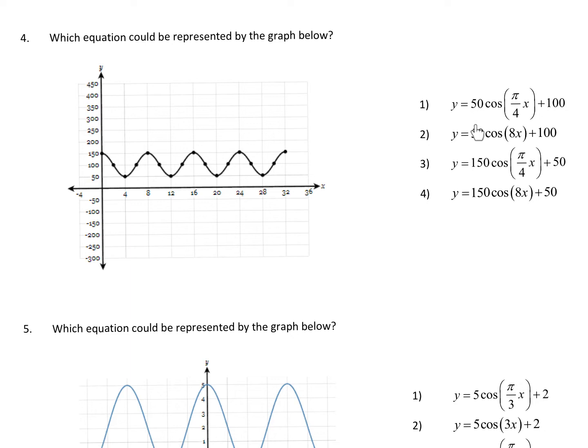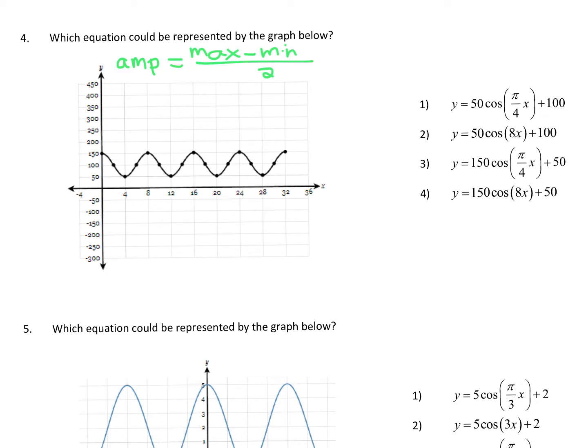Let's start with the amplitude. Choices 1 and 2 are saying the amplitude is 50. Choices 3 and 4 are saying the amplitude is 150. Now, we know our formula for amplitude is max minus min divided by 2. If you look at the graph, you can see that we have a maximum value at 150, right here. And the minimum value is all the way down here, which is at 50.